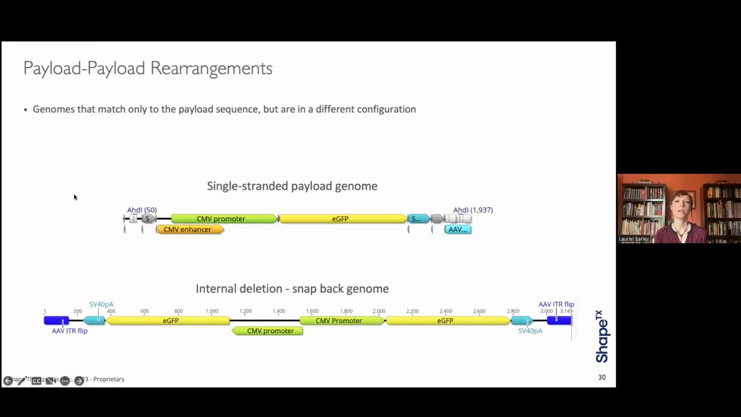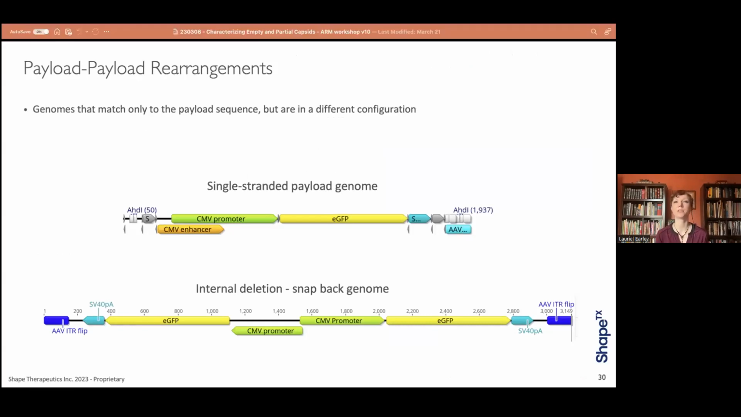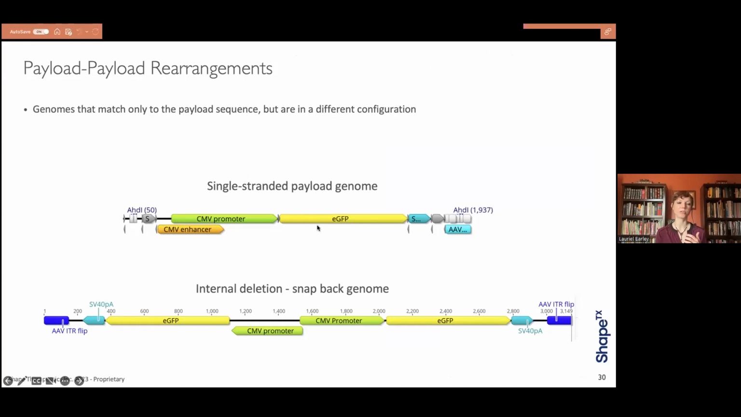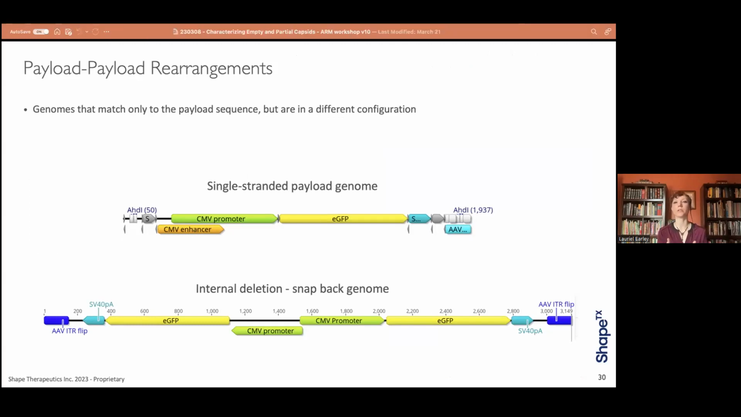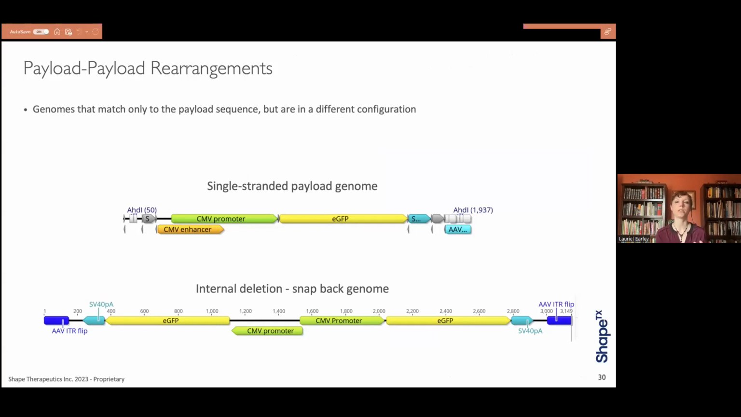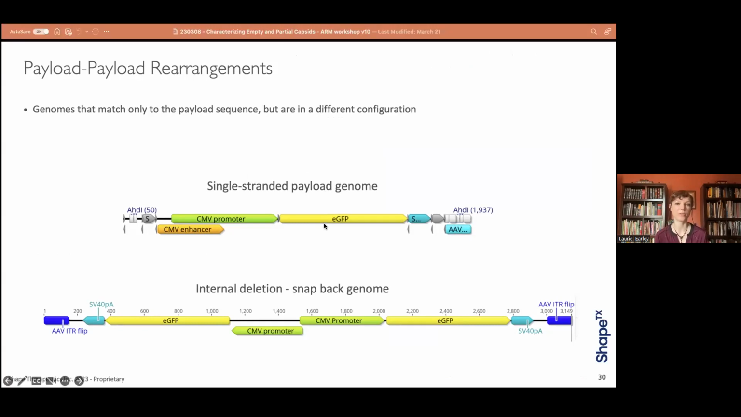So for our payload rearrangements, these are going to be genomes that match only to the payload sequence, but are in a different conformation than intended. And that could be here, a single-stranded payload genome that can happen when your self-complementary ITR is actually cleaved. And then now you just have a single-stranded payload. So this isn't a safety risk or anything like that, but it isn't the payload that you intended it to be. And so this is something you can monitor if you're using self-complementary AAV.